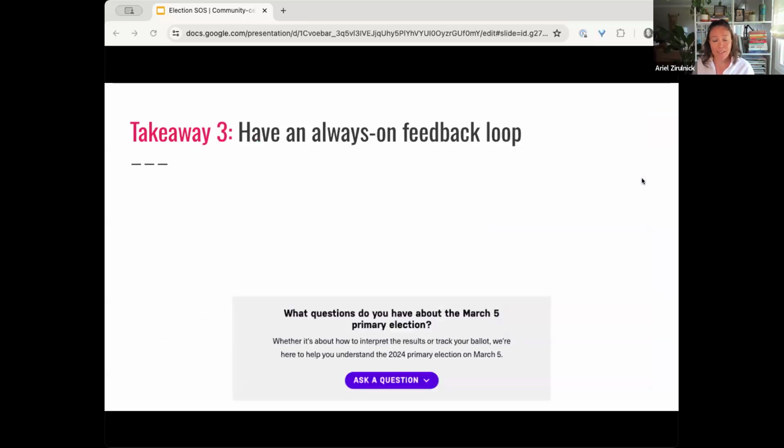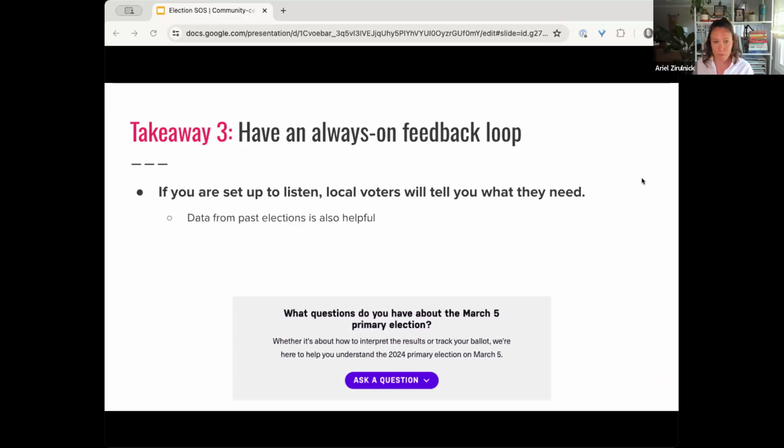A third takeaway is the value of having an always-on feedback loop. We spend a lot of time designing surveys and doing really intentional research to figure out what our voter guides need to do for us. But one of the things that we learned at LAist is the value of just having that always-on feedback loop. If you are set up to listen to people, local voters will tell you what they need without you having to work too hard to find out that information.